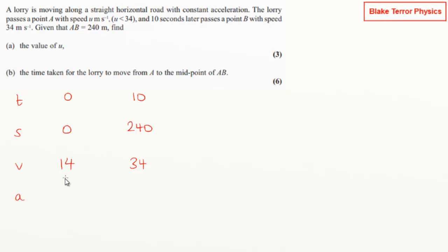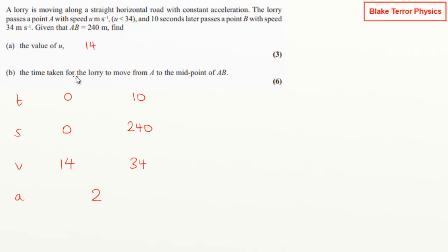And then we can say that the change in the velocity is the acceleration multiplied by the time. So the acceleration must be 2 meters per second squared. So we filled that in pretty easily just by talking through it. And it's given us our value of u, which is 14.